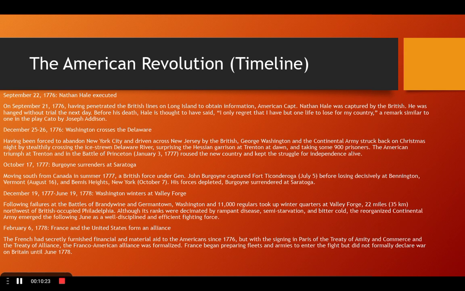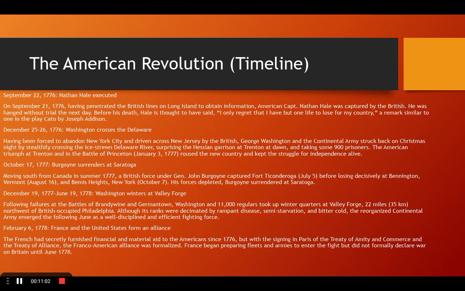October 17, 1777, Burgoyne surrenders at Saratoga. Moving south from Canada in summer 1777, a British force under General John Burgoyne captured Fort Ticonderoga on July 5th, before losing decisively at Bennington, Vermont, August 16, and Bemis Heights, New York, on October 7th. His force depleted, Burgoyne surrendered at Saratoga.